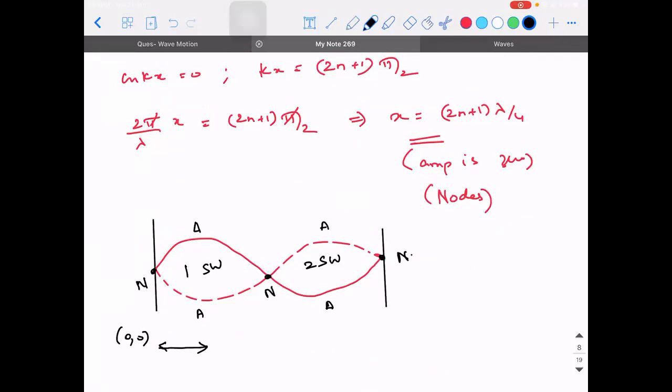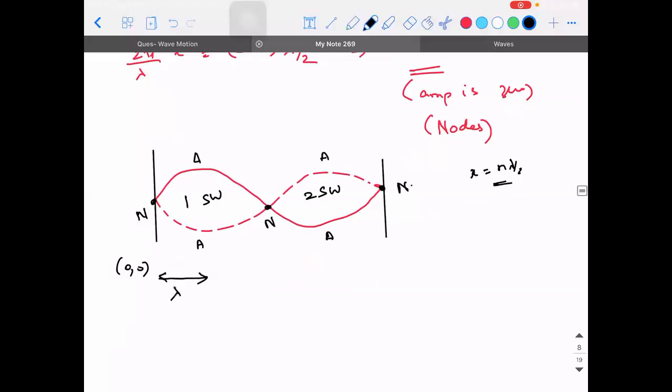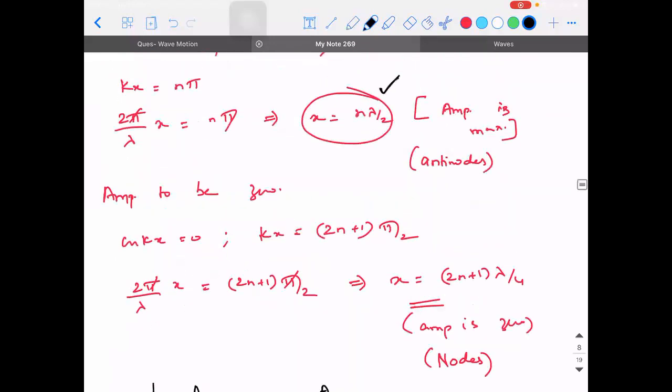X is equal to n lambda by 2. Where will I have the first antinode? If I put n is equal to 1, at how much distance is it from the first node? Lambda. Is it not at a distance of lambda by 2?